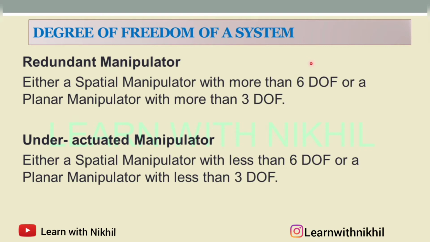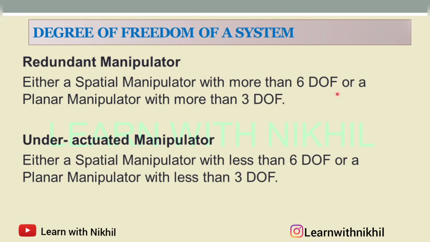If I have a robot with 8 degrees of freedom in 3D, that is a spatial manipulator, then it has excess degrees of freedom, which is considered redundant. Same in a planar manipulator: you have seen it requires a maximum of 3 degrees of freedom. But if a planar manipulator has more than 3 degrees of freedom, consider 5, so 2 degrees of freedom are extra. So that is considered a redundant manipulator.